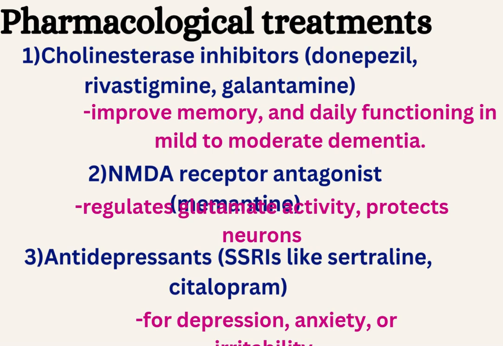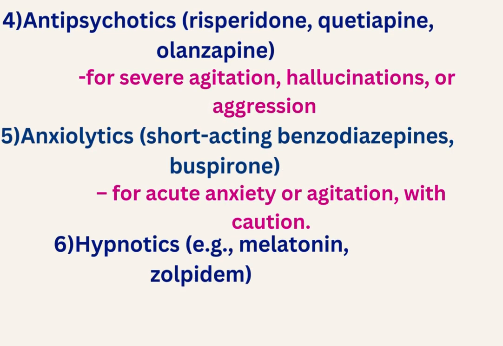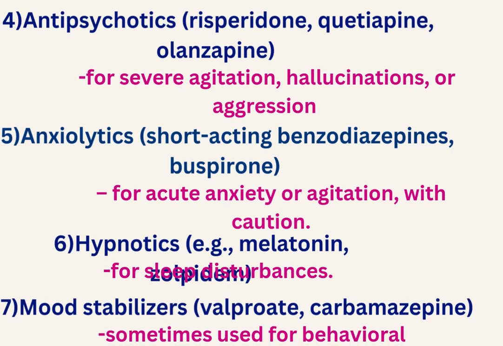Antidepressants, SSRIs like sertraline, citalopram, for depression, anxiety, or irritability. Antipsychotics, risperidone, quetiapine, olanzapine, for severe agitation, hallucinations, or aggression. Anxiolytics, short-acting benzodiazepines, buspirone, for acute anxiety or agitation, with caution. Hypnotics, for example melatonin, zolpidem, for sleep disturbances. Mood stabilizers, valproate, carbamazepine, sometimes used for behavioral symptoms, but evidence is limited.